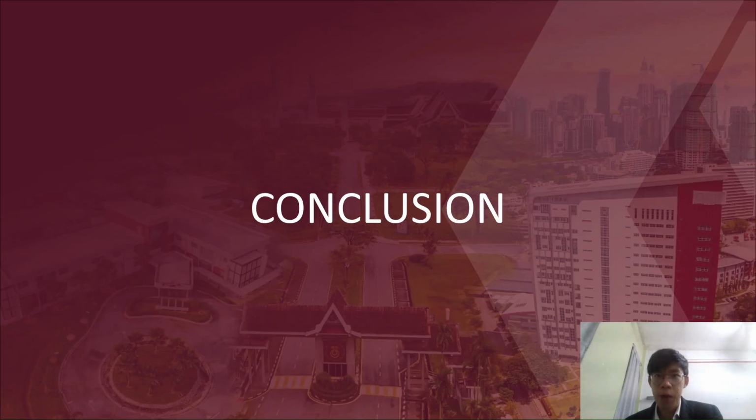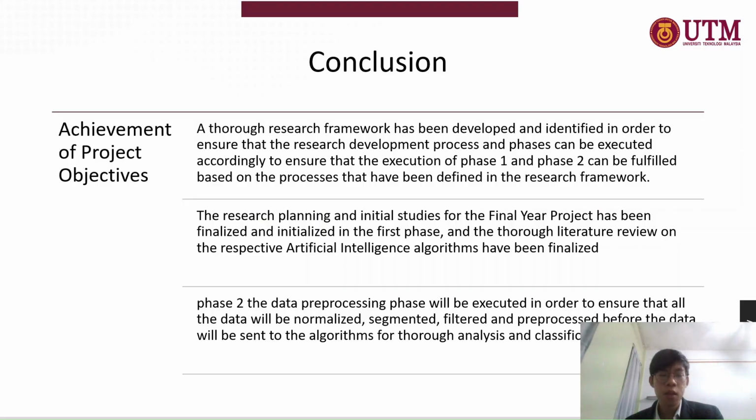Last but not least, I would like to present the conclusion for my final year project 1. The achievement of project objective that I have achieved so far is that a thorough research framework has been developed and identified in order to ensure that the research development process and phases can be executed accordingly, so that the execution of phase 1 and phase 2 during my final year project 1 preparation can be fulfilled based on the processes defined in the research framework.